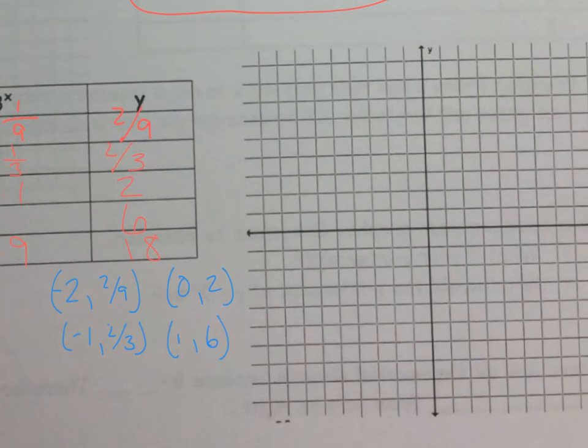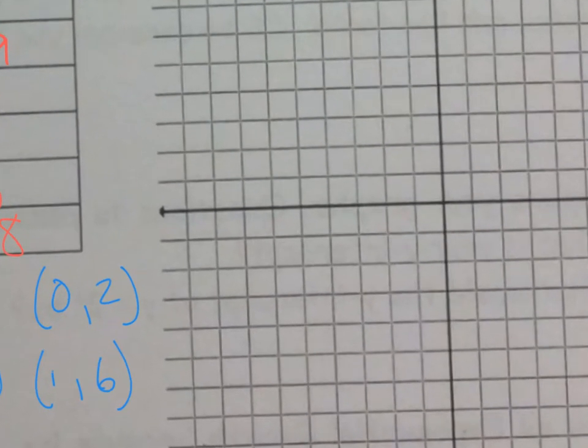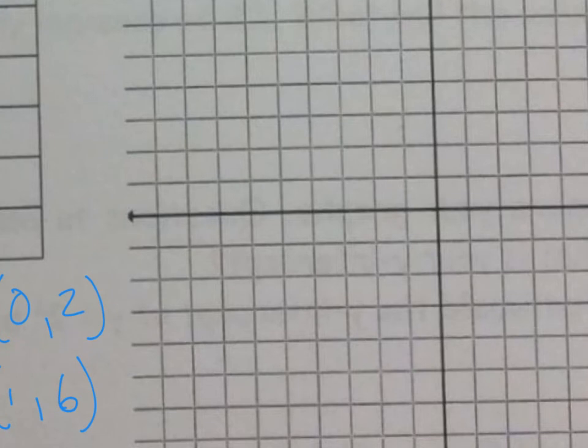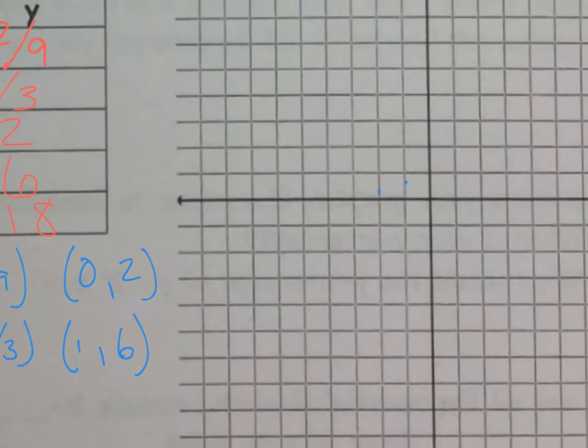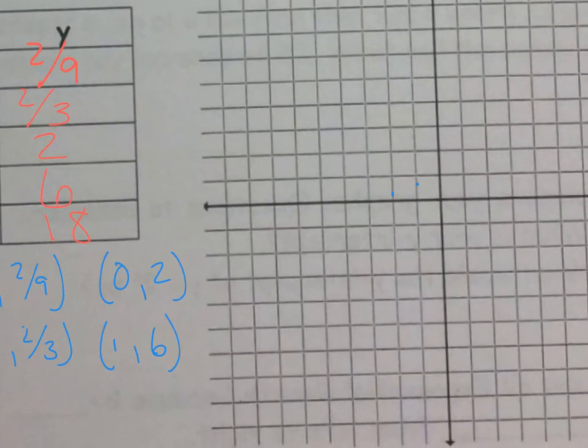So I'm going to come over to the graph. Check it out. Negative 2. I'm going to have to zoom in on this. Negative 2, 2/9. Here's negative 2, and 2/9 is going to be right here. Negative 1 and 2/3. 0, 2 is right here. And 1, 6. 2, 3, 4, 5, 6.